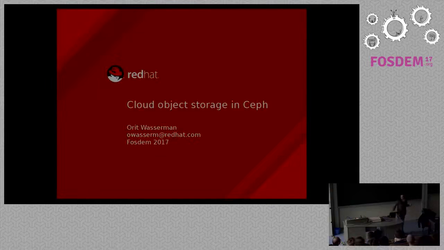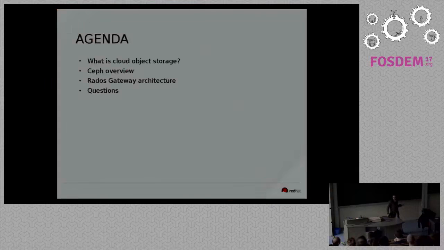And today we're going to explain what cloud object storage is, how it's different from regular storage types, a little bit about Ceph. So first, who uses Ceph? Not much. We need more hands. So we explain what Ceph is, how it's built, and then we talk about Rados Gateway, which is the part of Ceph that provides cloud object storage interface. And hopefully we'll have time for a few questions.